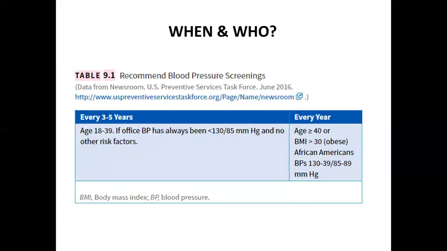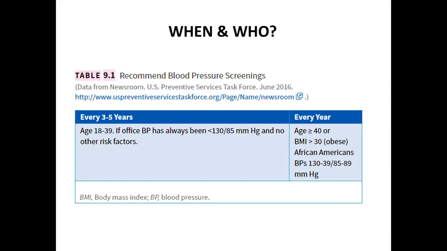So now, how do you assess the patient with hypertension? You should screen. There is confusion among everyone about when we should screen, or who we should screen for hypertension. Basically, if the patient is between 18 and 39 years old, and whose office blood pressure measurement has always been less than 130/85 millimeters of mercury, and if there are no other risk factors like high salt intake, family history, obesity, or any secondary causes, then those patients should be screened every 3 to 5 years for blood pressure.